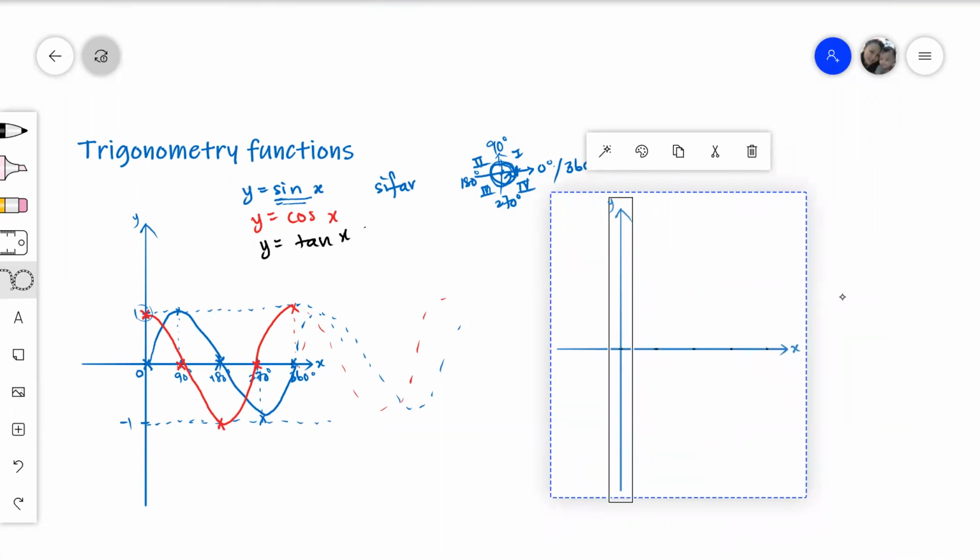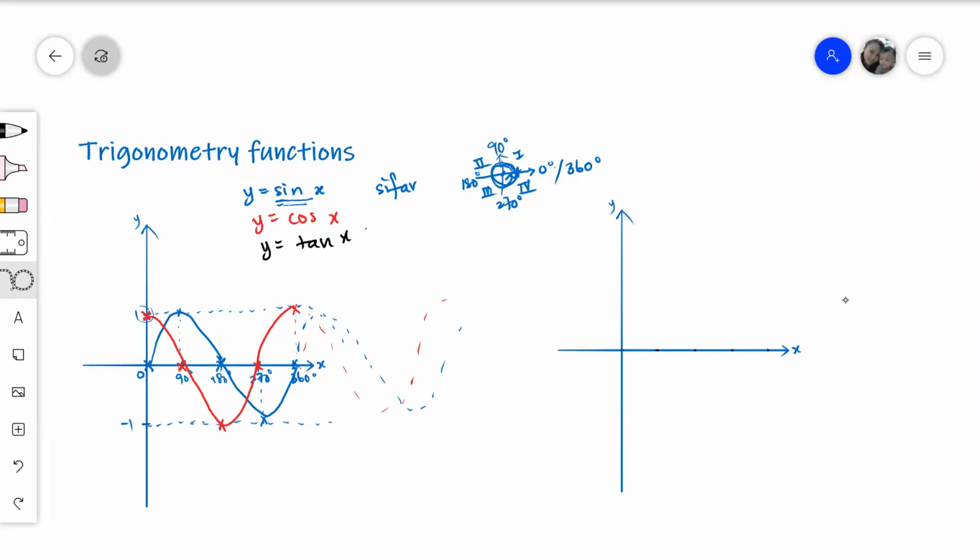Now again, we have to label our 4 quadrants first. 1, 2, 3, 4. And since this is the basic tangent graph, this one will represent 90 degree. Now this will be the asymptote. For the tangent graph, we will have asymptotes. Why? Because tangent x equals sine x over cos x, and we don't want cos x to be 0, because when cos x is 0, we will get tangent x undefined.